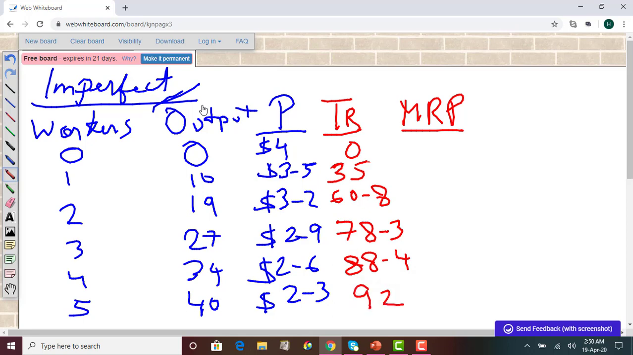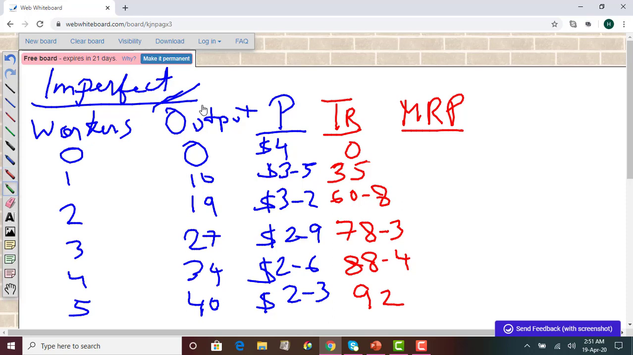If you compare these revenues with the total revenues of the perfect competition market that I just did, you will see these revenue numbers are actually less, except for the first one. All the other ones are less than the previous one, the perfect competition one. So that's why your drop in marginal revenue product is more. The drop in MRP is more in this case because prices are going down.